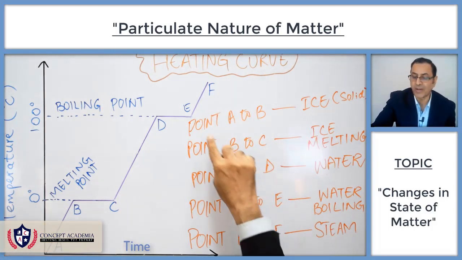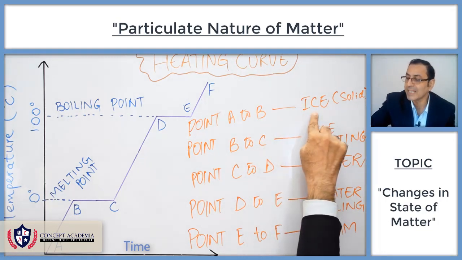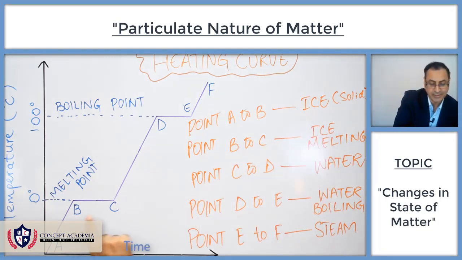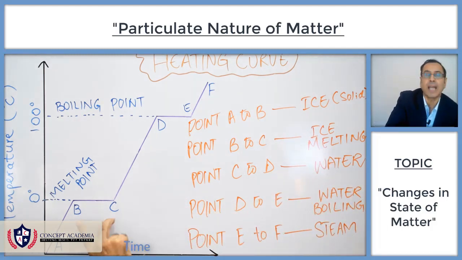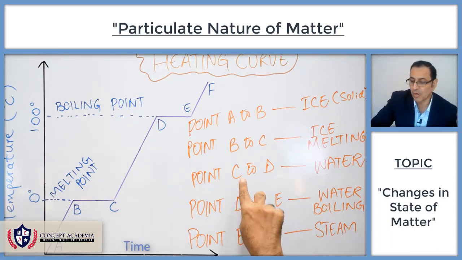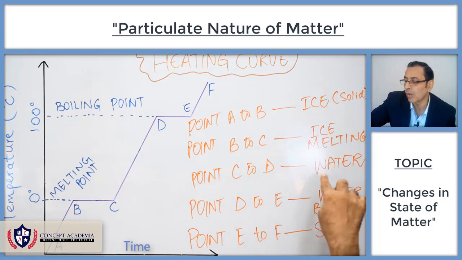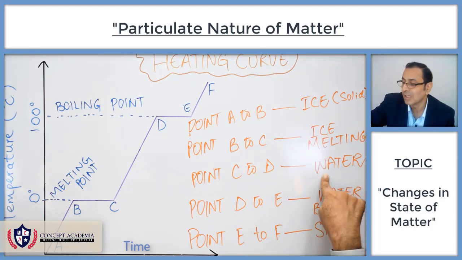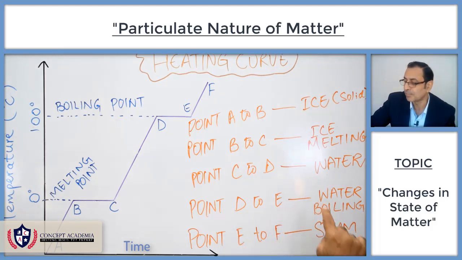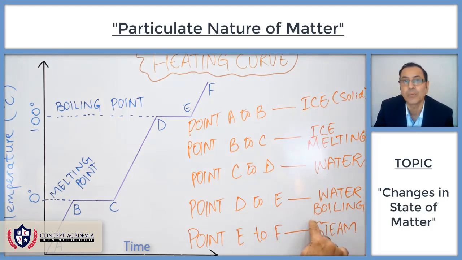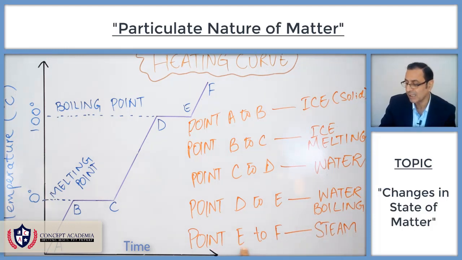So from point A to B, it is all ice. From point B to C, ice is melting, and ice and water coexist. From point C to D, all the ice has been converted into liquid water, and from point D to E, water is boiling and liquid water and steam both coexist. And then from point E to F, it is all steam.